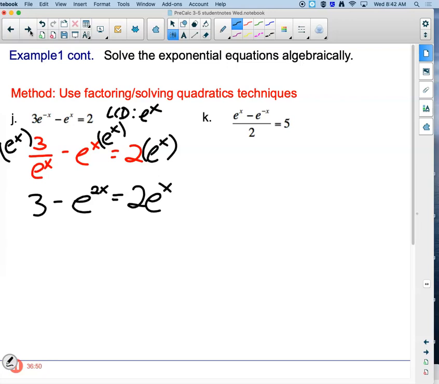All right, so now, method. It said use factoring, solving quadratics techniques. Okay, so that would mean I want the squared term first, then I want the x to the first term, and then I want the number. So I will have to subtract 2e to the x from both sides and put these in order.